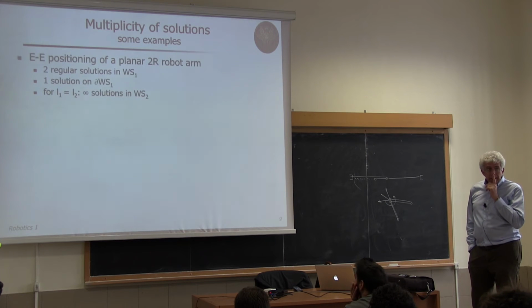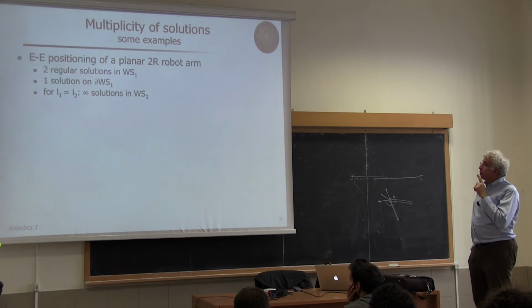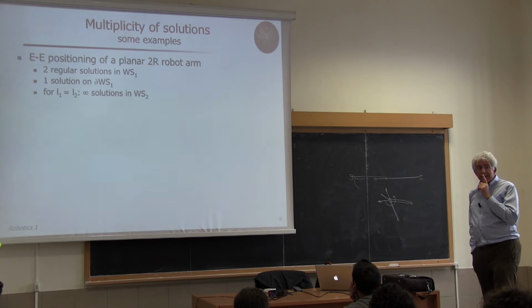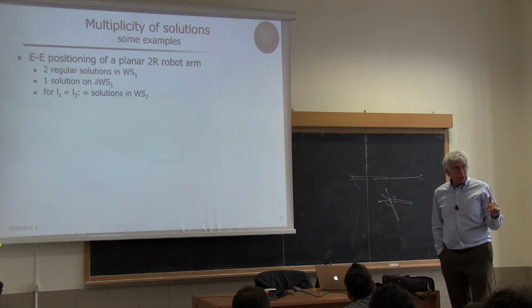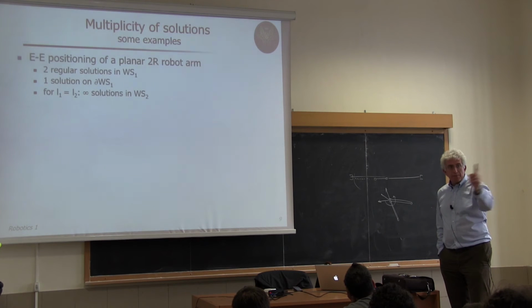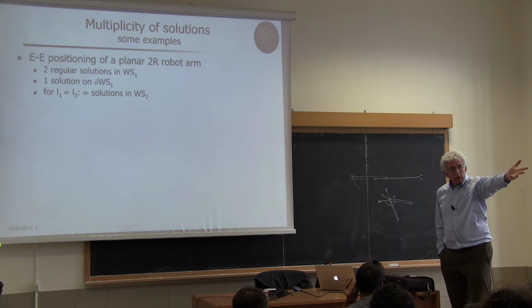On the boundary, we have found 1 solution. And pay attention, if the link lengths are equal, the internal boundary vanishes. So there's only the outer boundary. And there, I need to put the arm stretched, and there's only 1 solution.